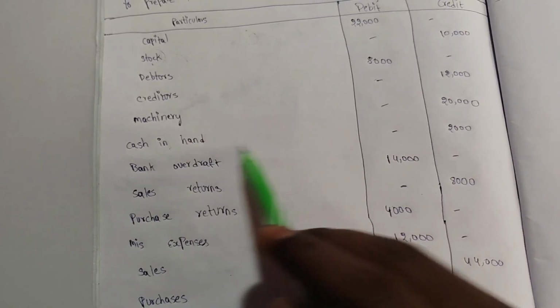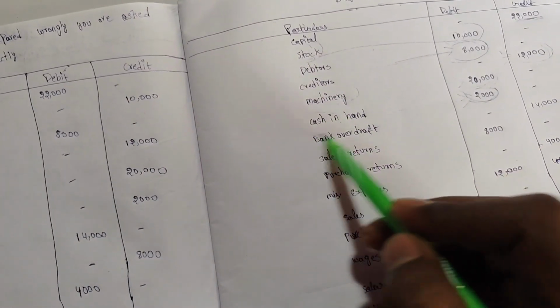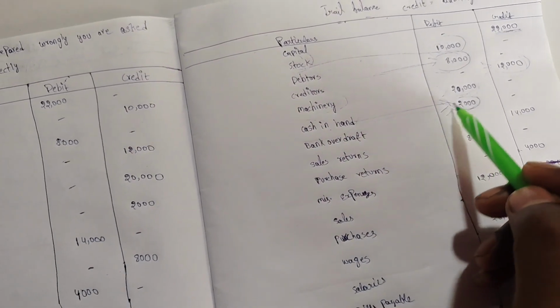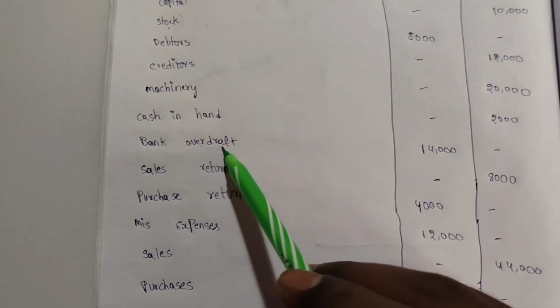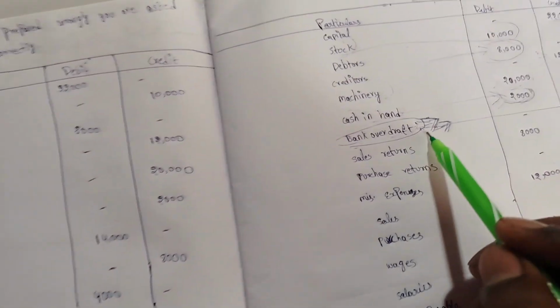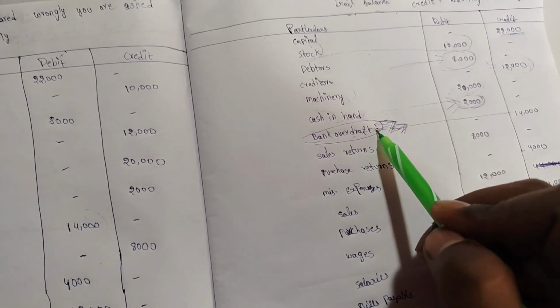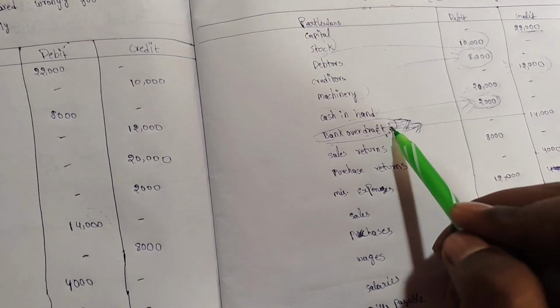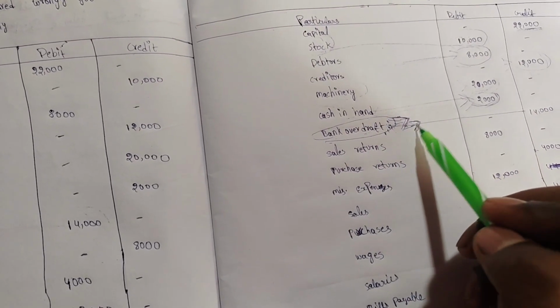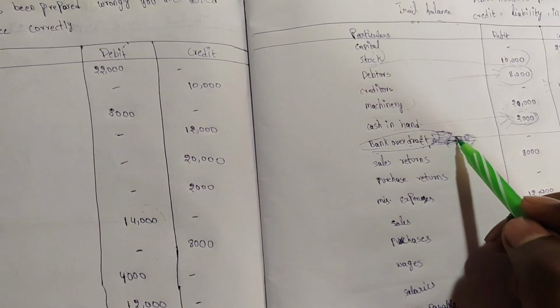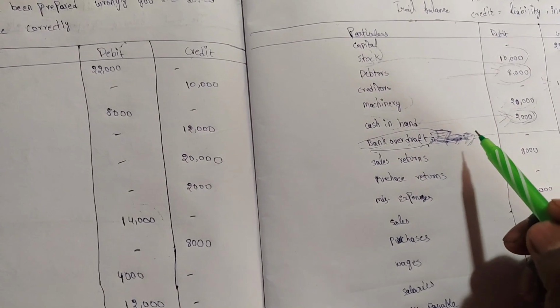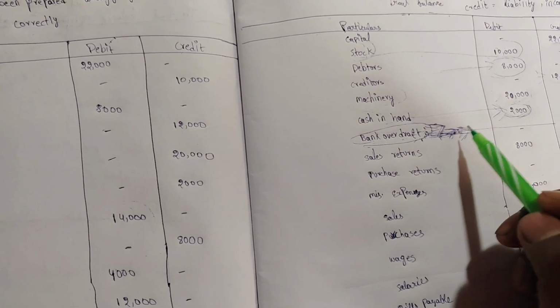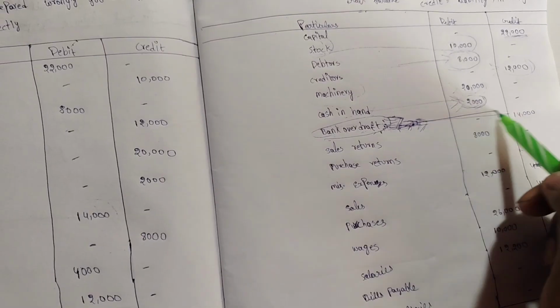Let's see the next one. Cash in hand 2,000. Cash in hand is an asset, so we have to debit the cash in the debit column. Next one, bank overdraft debited 14,000. It is wrong. Bank overdraft is a liability. Bank overdraft is a facility provided by the bank where you can withdraw more money than the actual amount in your bank account. If you take the money from the bank, it plays a creditor role. You should repay the money in the future. So it is a liability. That is why it is credited.